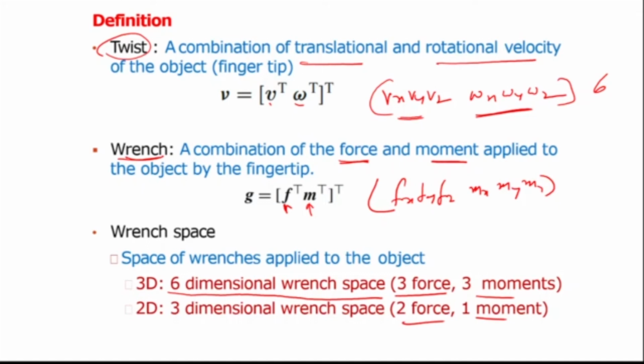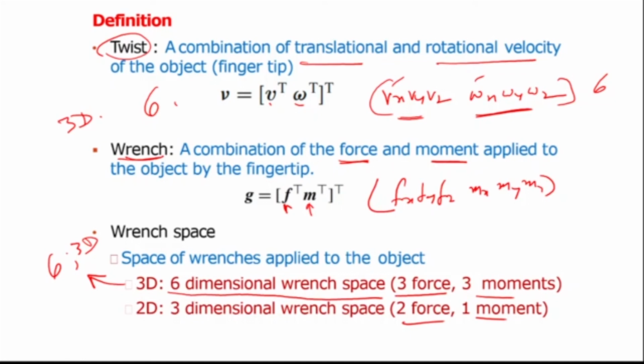So we are seeing that in the case of twists, there are 6 in 3D. In the case of wrenches, there are also 6 in 3D: one force and one moment along every axis. Similarly, for twists, one linear velocity and one angular velocity about every axis. So the wrench space and the twist space are 6 and 6 in 3D, and 3 and 3 in 2D.